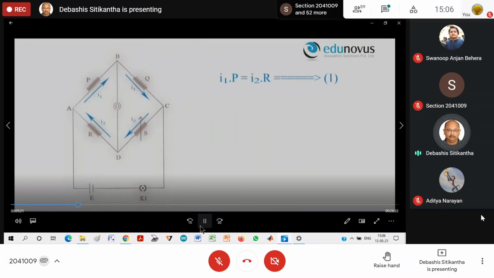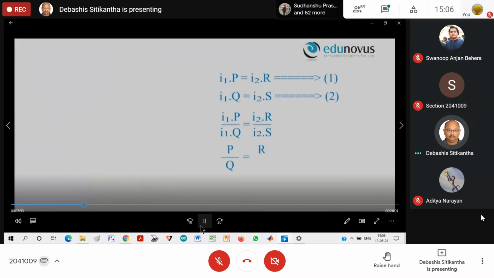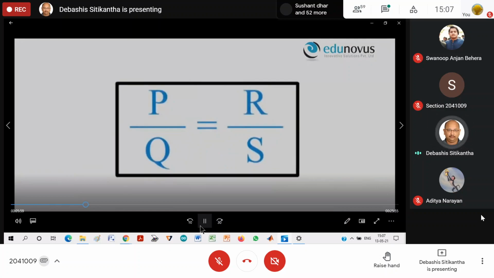Let it be equation 1. For the same reason, the voltage drop from point B to point C is equal to the voltage drop from point D to point C. That is, I1 into Q is equal to I2 into S. Let it be equation 2. By dividing equation 1 by 2, we get I1 into P by I1 into Q is equal to I2 into R by I2 into S. That is, P by Q is equal to R by S. So, when the Wheatstone bridge is said to be balanced, we have P by Q is equal to R by S.